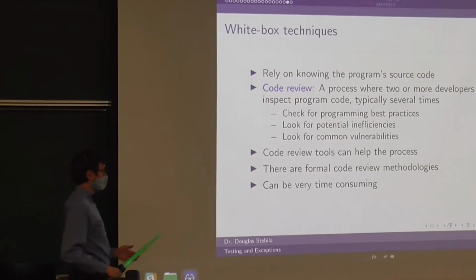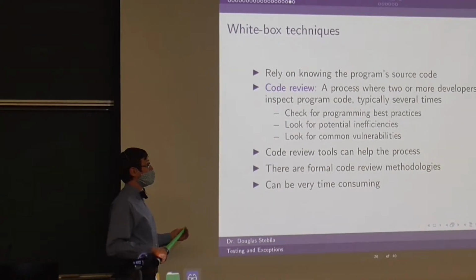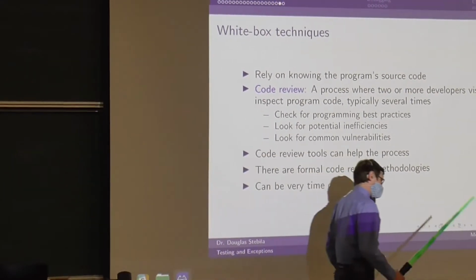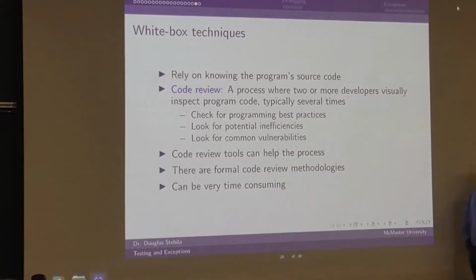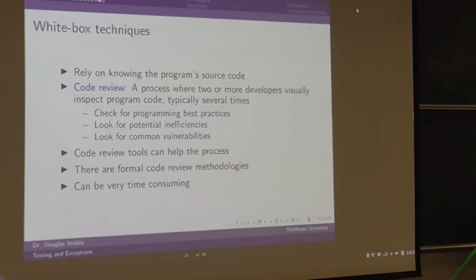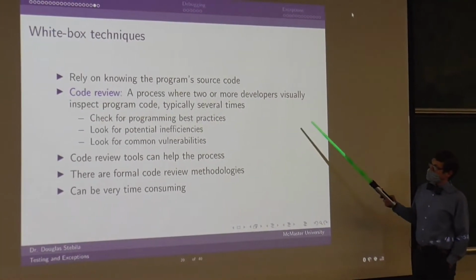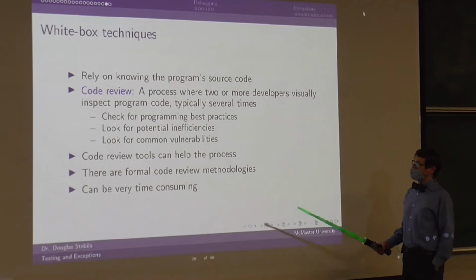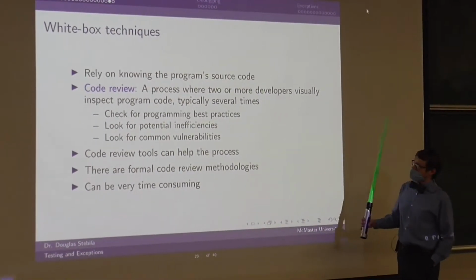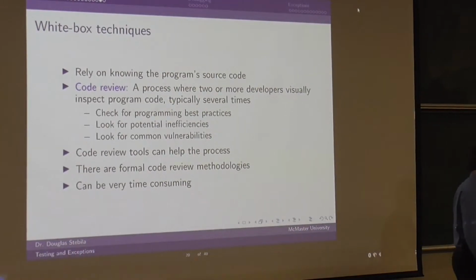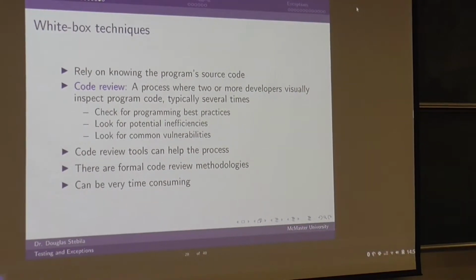So, whitebox techniques rely on knowing the program's source code. So we're going to go through a couple of whitebox techniques. Code review is a process whereby 2 or more developers visually inspect program code, typically several times. It's a bit like proofreading, right?